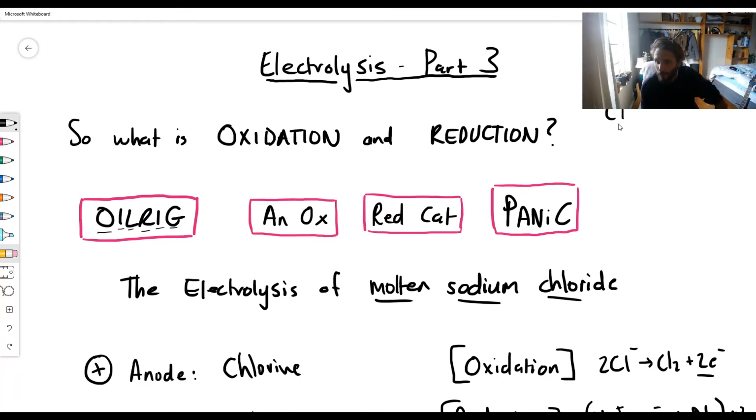Okay, so if two chloride ions turn into chlorine gas, they both lose an electron each. This would be called an oxidation reaction. It's as simple as that. And we can remember this with this mnemonic over here, OIL RIG. So oxidation is loss, reduction is gain. So a reduction reaction would be something like a sodium ion gaining an electron and forming sodium metal, or solid sodium. This would be a reduction reaction because it's gaining an electron. So it's as simple as that.